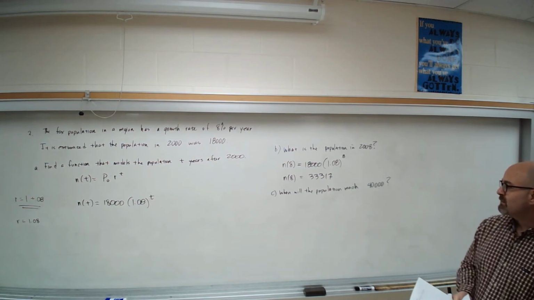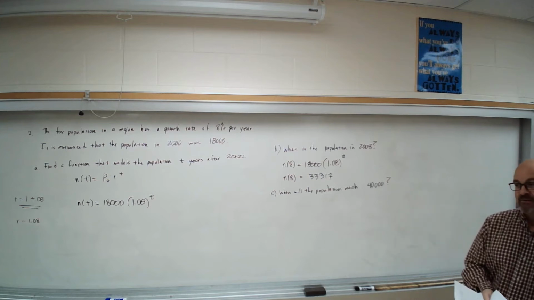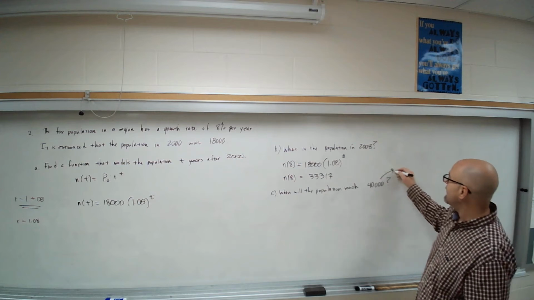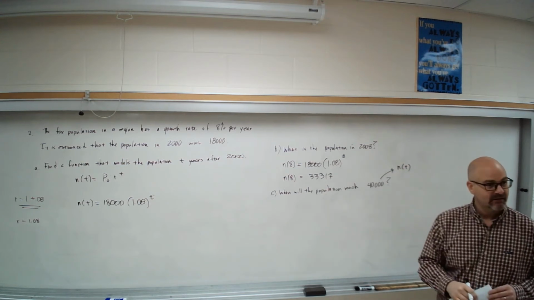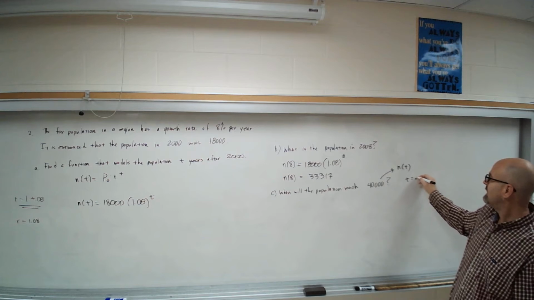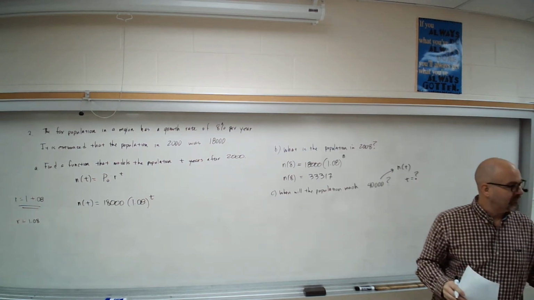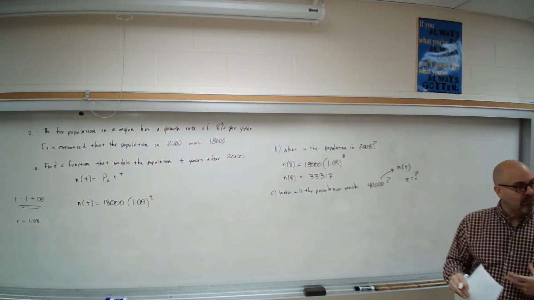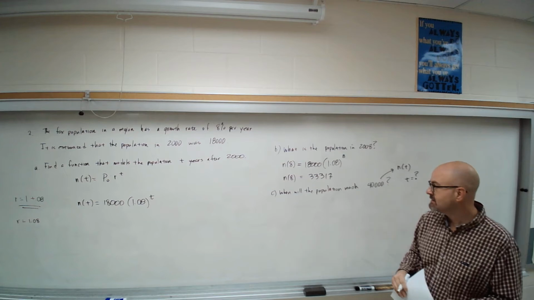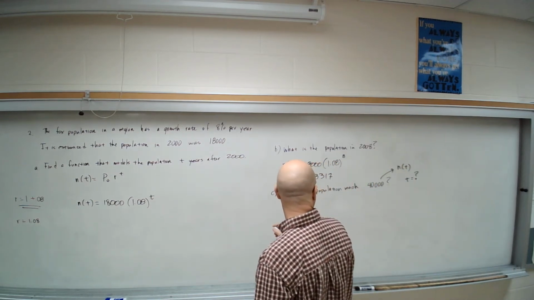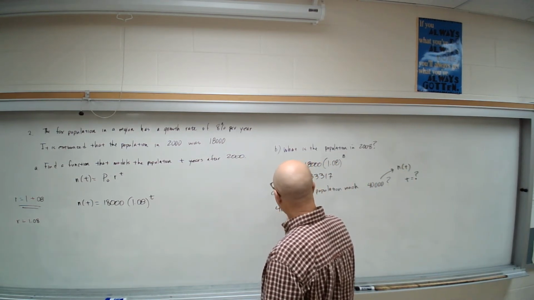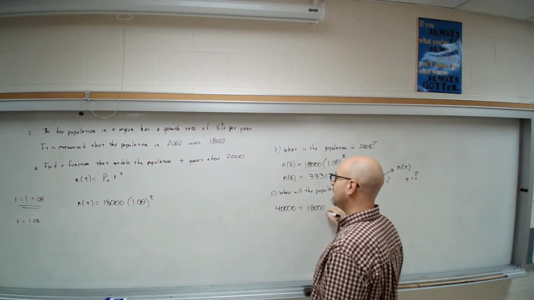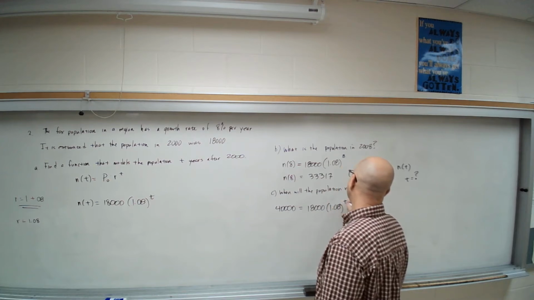And the last question is, when will the population reach 40,000? This is very similar to what we saw in the last question with the bacteria. This would be N of t, correct? And in this case, t is our unknown. We don't know the number of years. That's what we're looking for. Now we're not going to guess and check. We're going to actually use our solving techniques to do this. So here we will get 40,000 equals 18,000 times 1.08 to the t power.